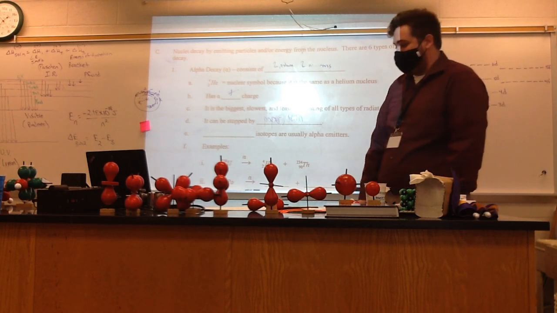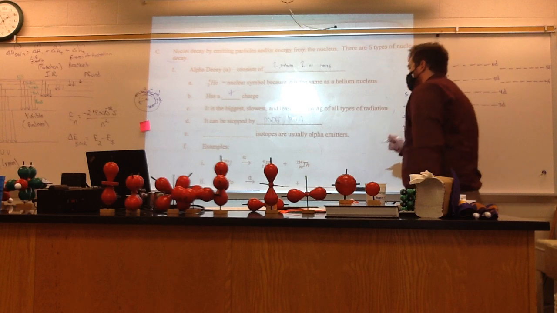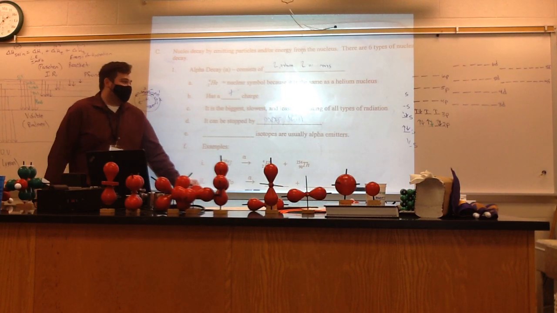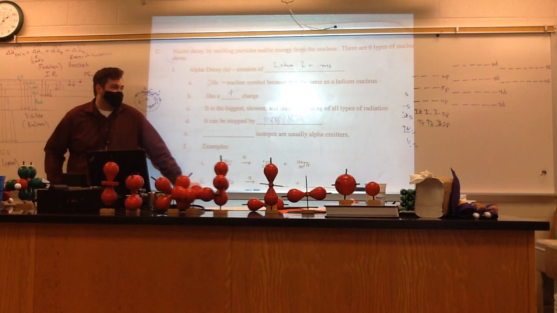So part E, I believe part E is just referring to what kind of isotopes do we think alpha emitters might be? Do you think they'd be stable or they'd be unstable? Stabler but unstable. The stable of the unstable. Yeah, like the most stable.